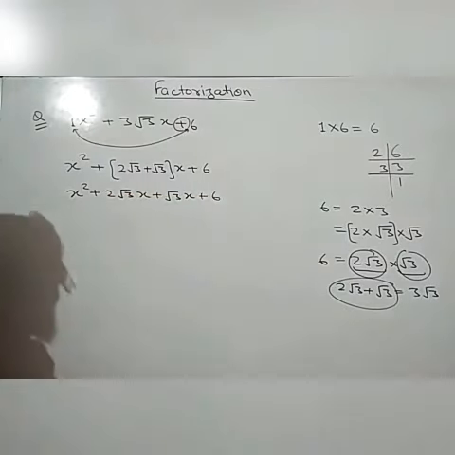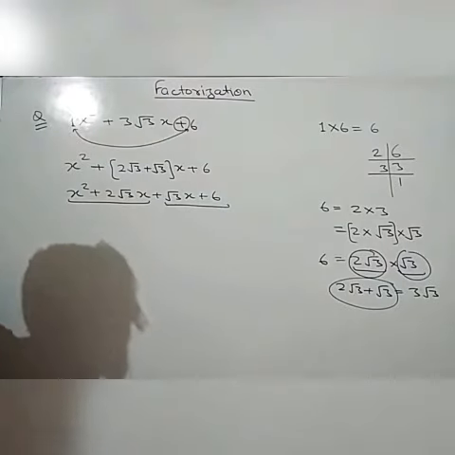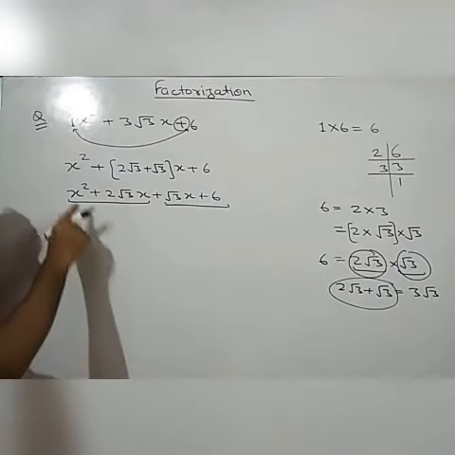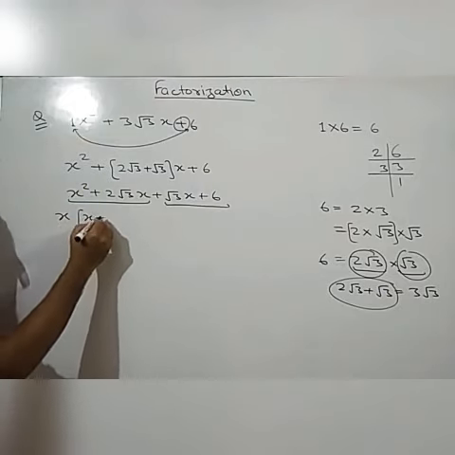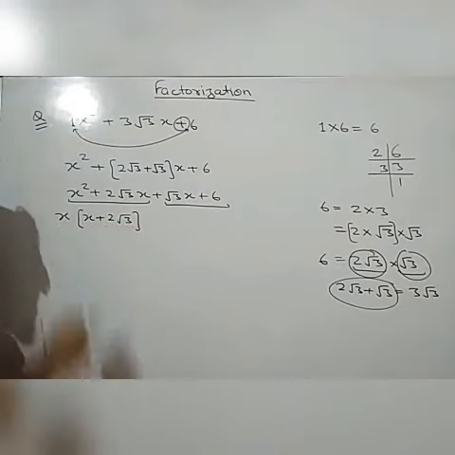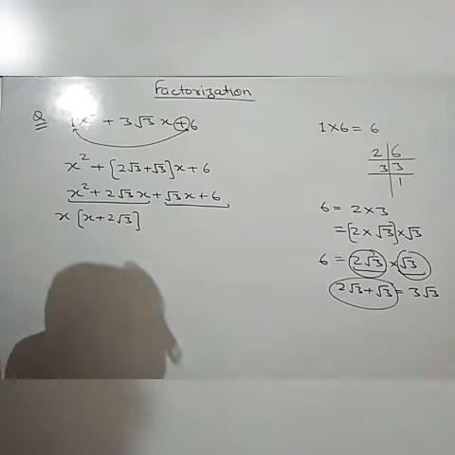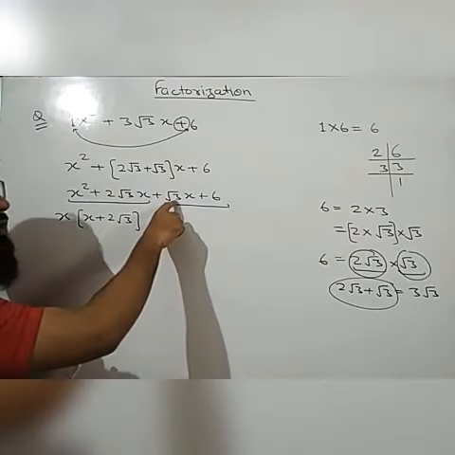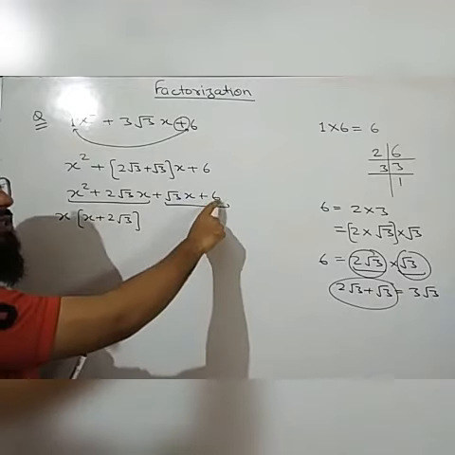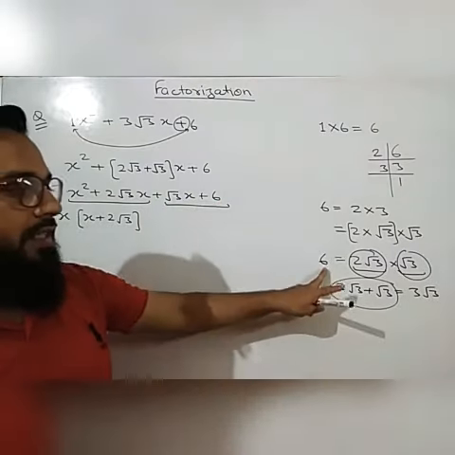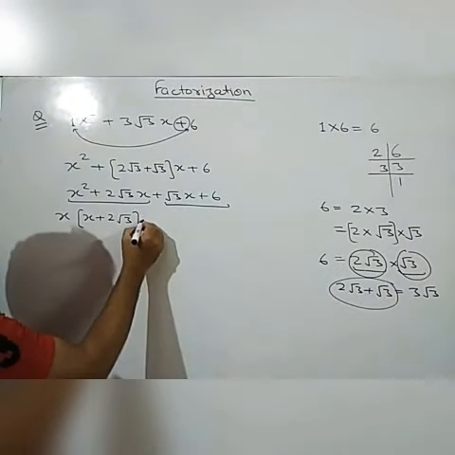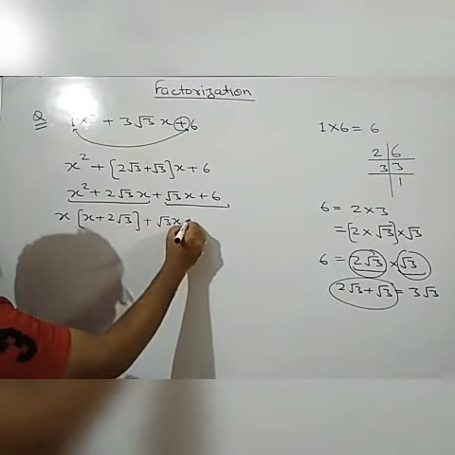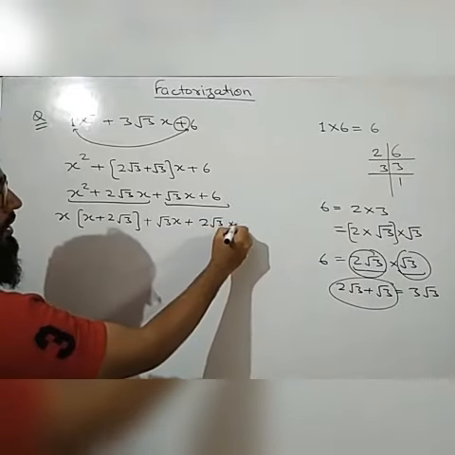Now what will be the common terms? If we group these two terms together and these two terms together, from the first two terms x is common, we can take x as common, so it will be x plus 2 root 3. What will happen in the second term? Here it is also a square root, so again we will convert 6 in terms of square root. So 6 can be converted as 2 root 3 into root 3. So first convert this 6. We will get root 3x plus 2 root 3 into root 3.